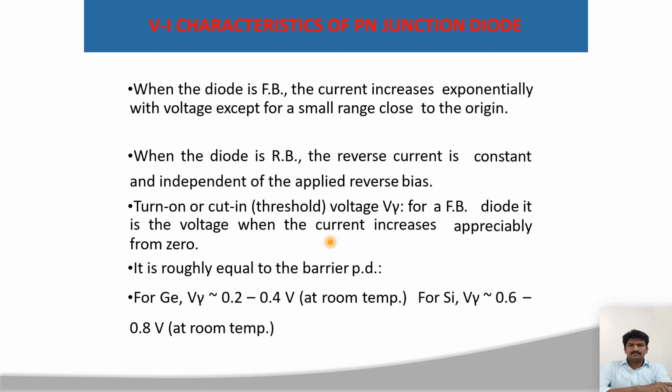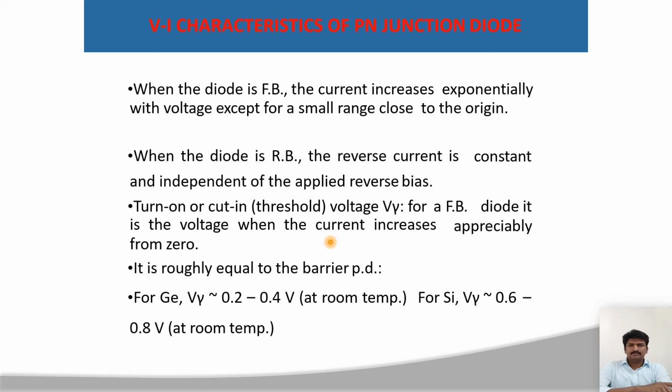When the diode is in forward bias, current increases exponentially with the voltage, except for a small range close to the origin. When the diode is in reverse bias, the reverse current is constant and independent of the applied reverse bias. Turn-on or cut-in voltage, also called the threshold voltage in a forward-biased diode, is the voltage at which the current increases appreciably from zero.